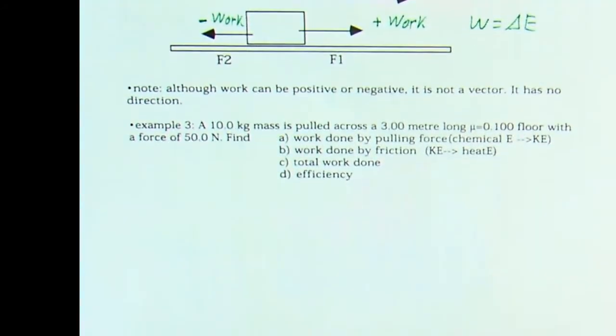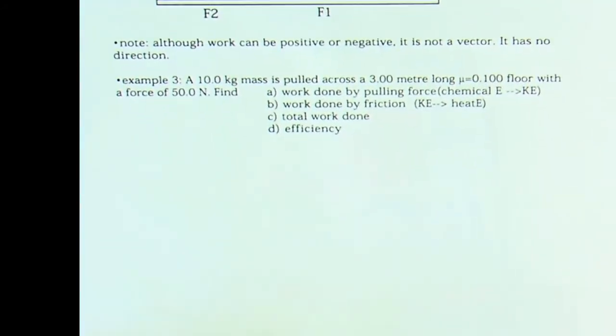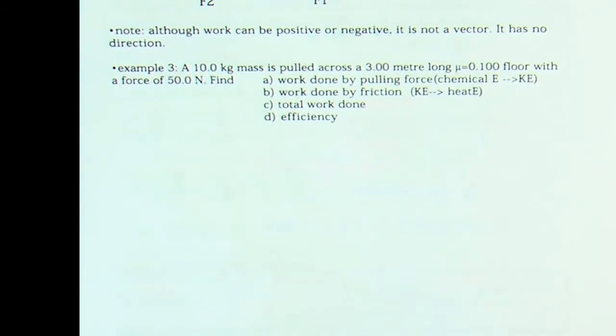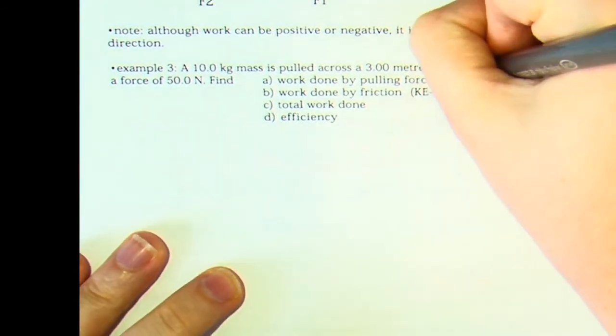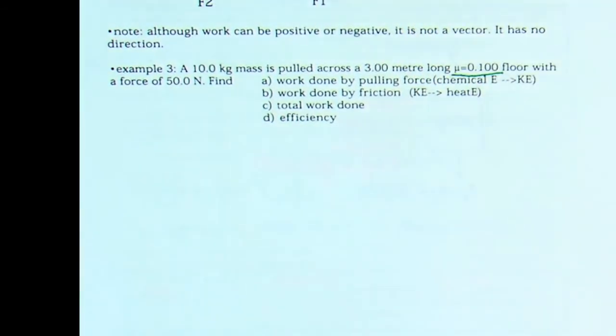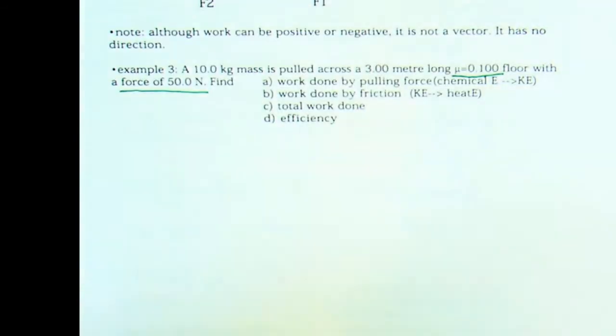So here's an example for you. A 10 kilogram mass is pulled across a 3 meter long floor that has a coefficient of friction there, guys, of 0.1. And the force that is doing the pulling is 50 newtons. We want to see if we can figure out the work done by the pulling force, the work done by friction, the total work done, and the efficiency.